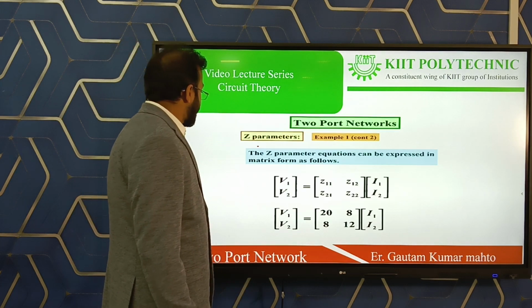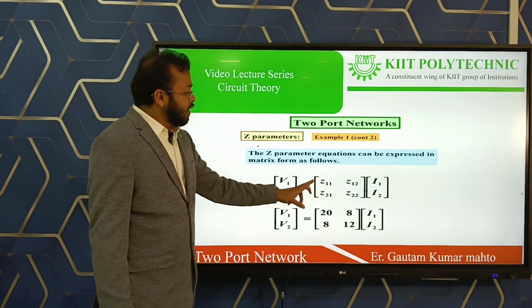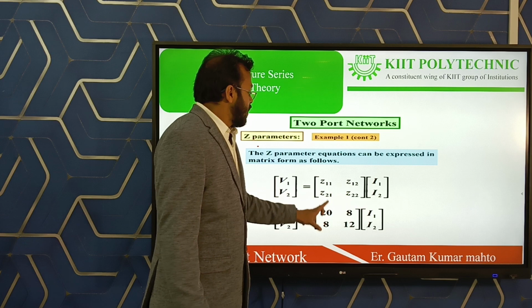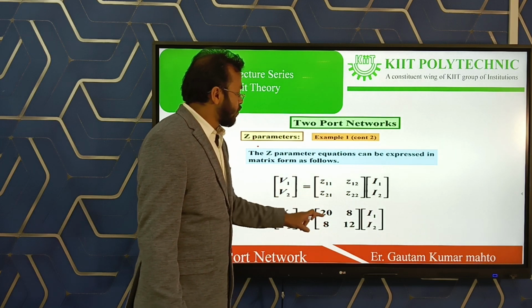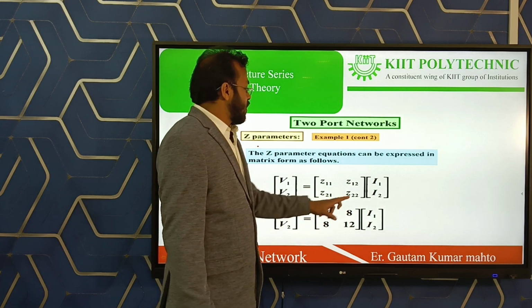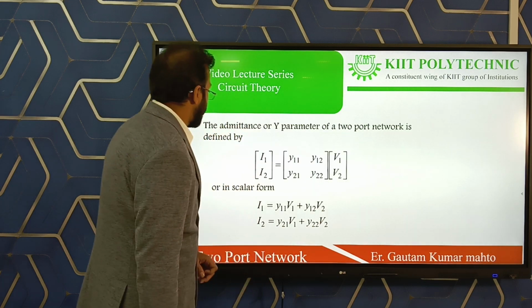So hence we can represent all four values in matrix form, where 20, 8, 8 and 12. We will compare: Z11 is equal to 20 ohm, Z12 is equal to 8 ohm, Z21 is equal to 8 ohm, Z22 is equal to 12 ohm.